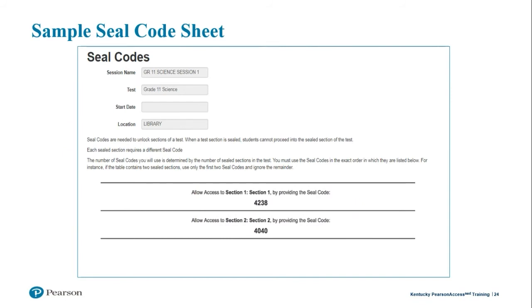Next, we have a sample seal code sheet. It will list the session name, the test, and at the bottom, it will have seal codes. This particular sample shows 2 seal codes. For the social studies field test, you will only have 1 seal code.